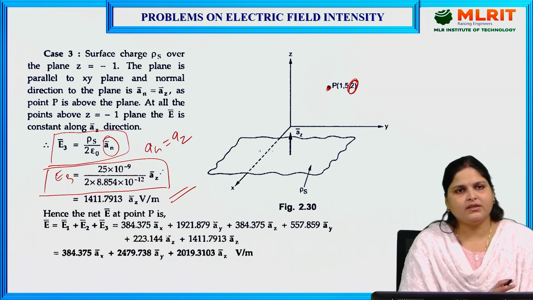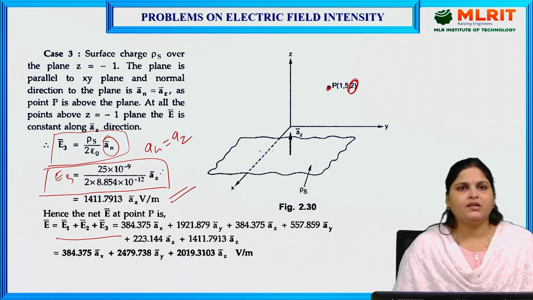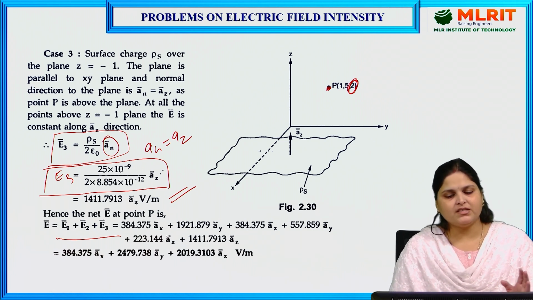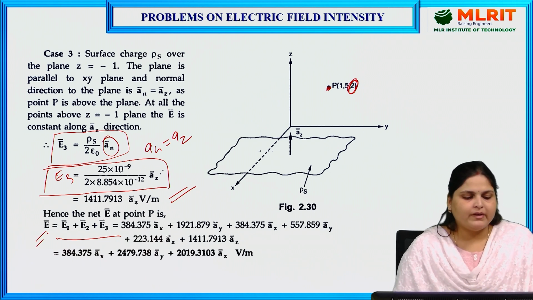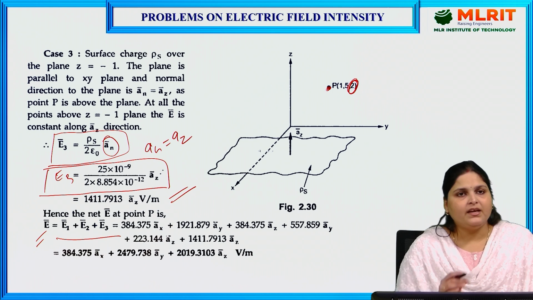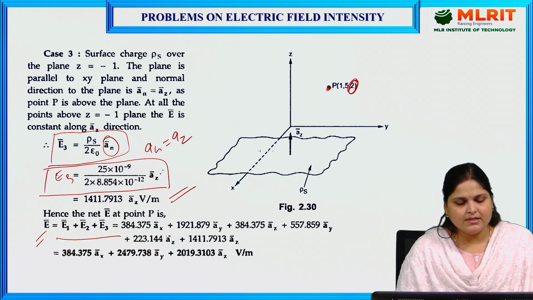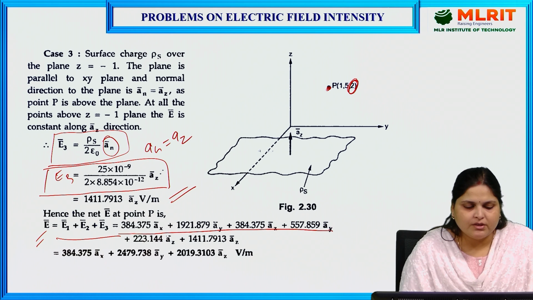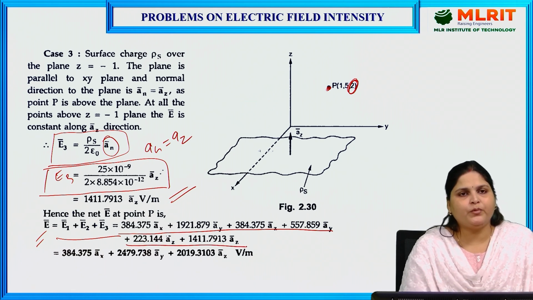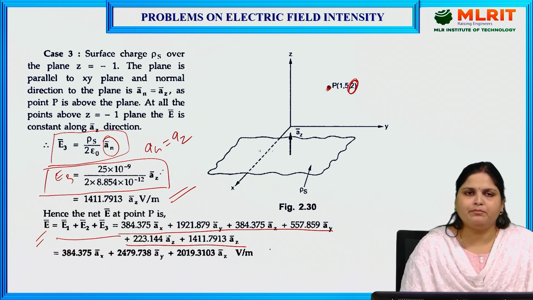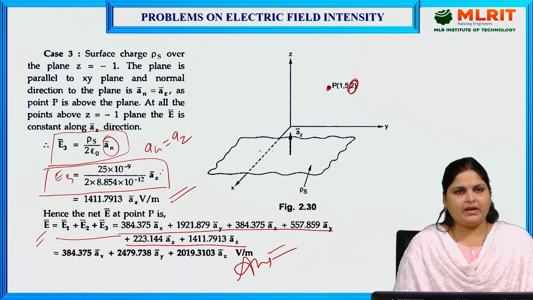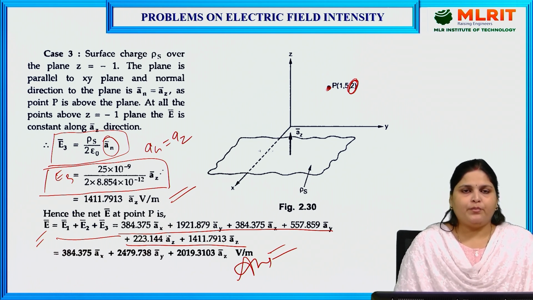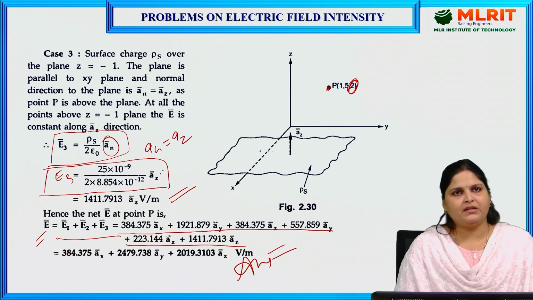Now we have solved all three cases, and we have got the three fields due to point charge, line charge and surface charge at point P. So E equals E1 plus E2 plus E3. E is the total field due to all these three charges, and the answers which we got by solving E1, E2, E3 we will put into this formula. When we simplify it, we get the answer as 384.375 AX plus 2479.738 AY plus 2019.3103 AZ volt per meter.